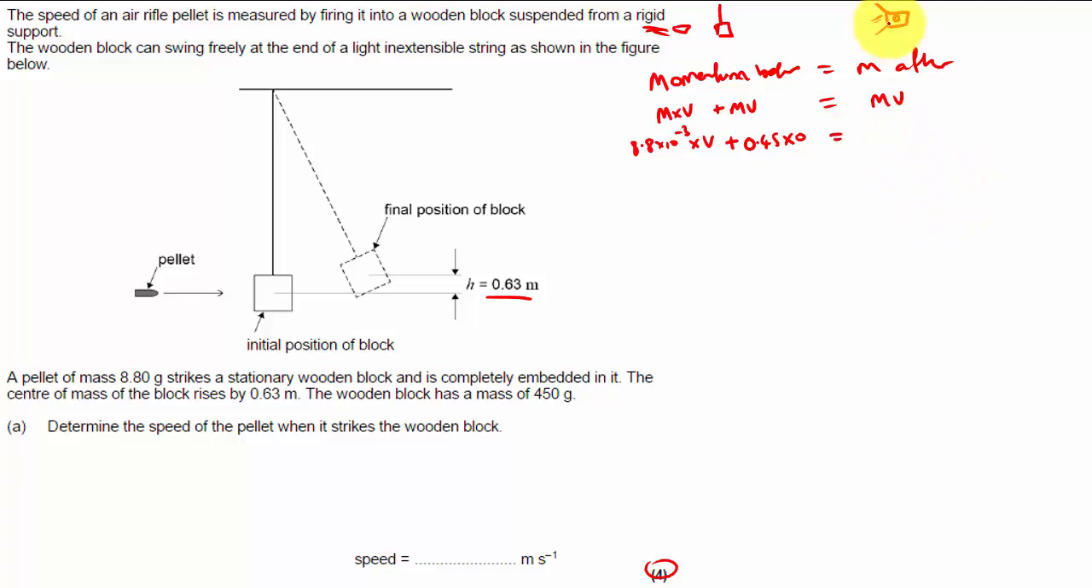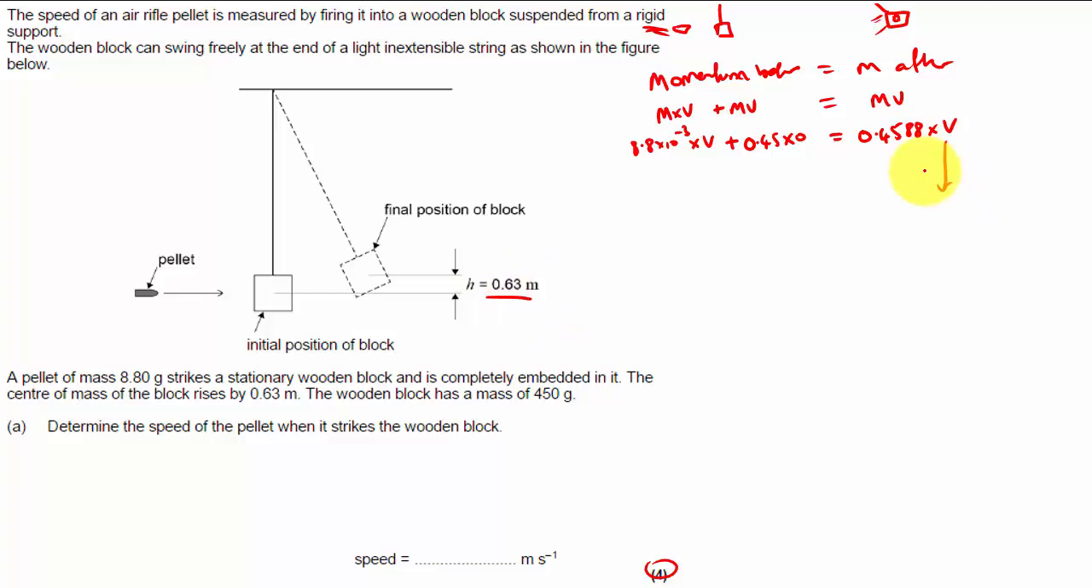Then the pellet's embedded in the block, so they become one object. So now I have to add the mass of the pellet and the block together for the mass afterwards. That becomes 0.4588 kilograms times the velocity of the block after, which is something I don't know at the moment. So it appears that I have two unknowns, but I have been given this extra piece of information in the question. By thinking about conservation of energy, I might be able to get this velocity.